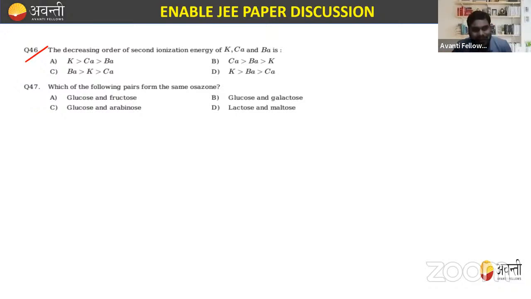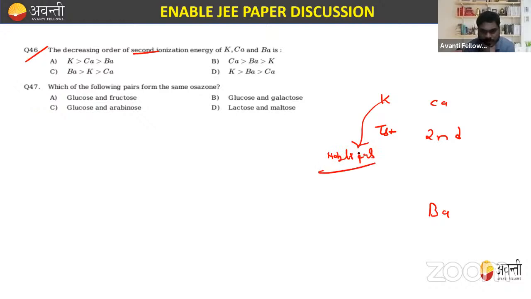So the decreasing order of the ionization energy of K, Ca, and Ba, and this is called the second ionization enthalpy. We know that K belongs to the first group, and Ca belongs to the second group, and Ba also belongs to the second group. So if one electron is removed, it will become a noble gas, that is group 1. After the removal of one electron, they behave like noble gases having fully filled electronic configuration.